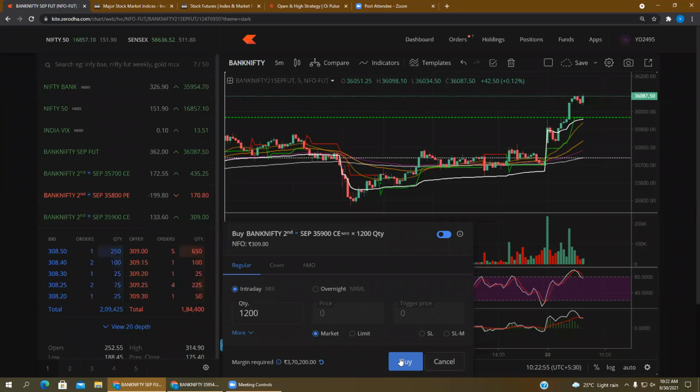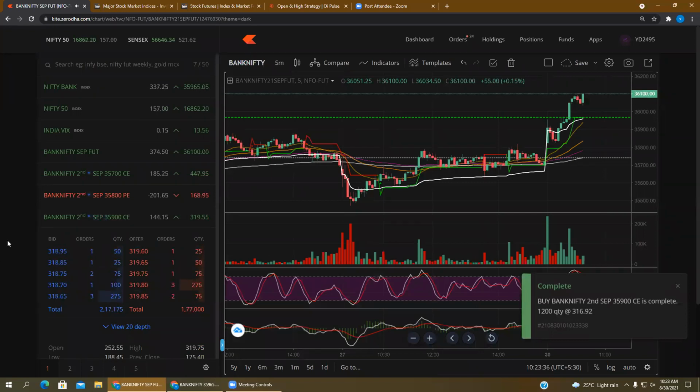If spot goes above 36,000, then we can see a very good move in Bank Nifty. Spot prices need to go above 36,000. This is good. 316. Yeah, 15-minute candle is also looking good. 320. Added more at 316. 1200 I've added at 316.